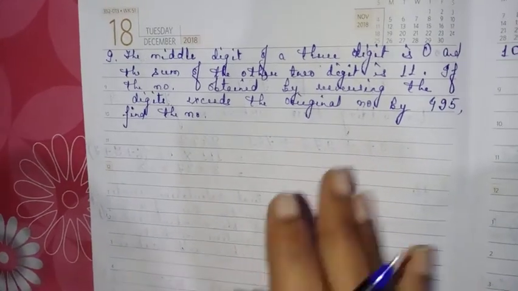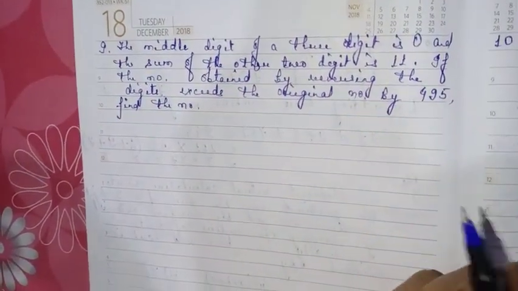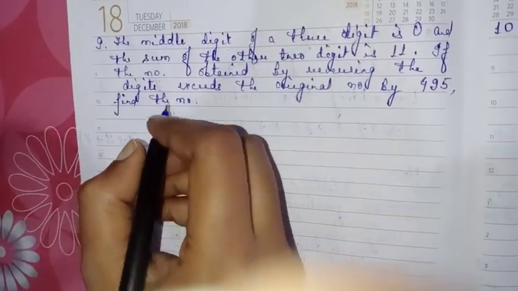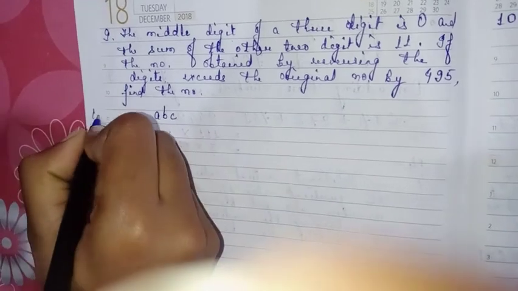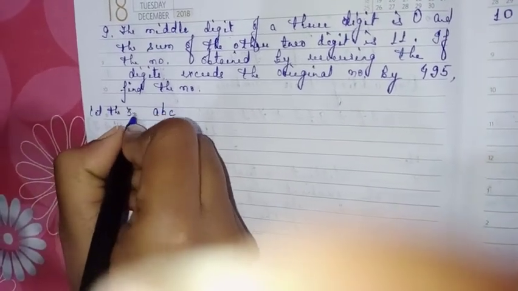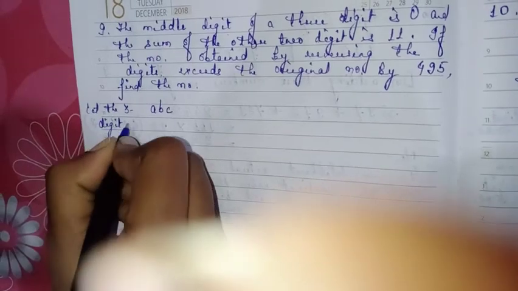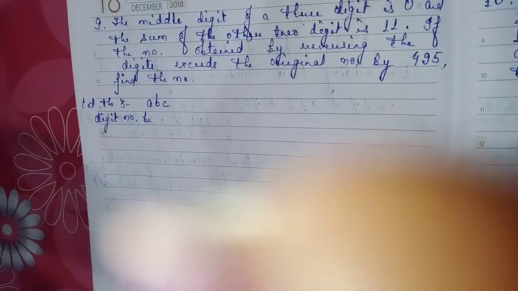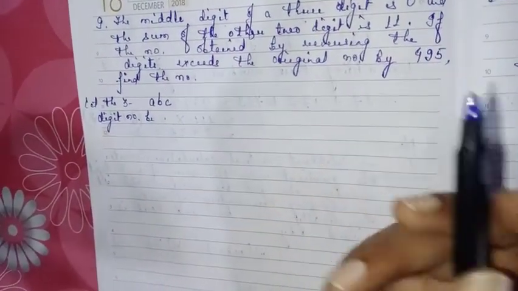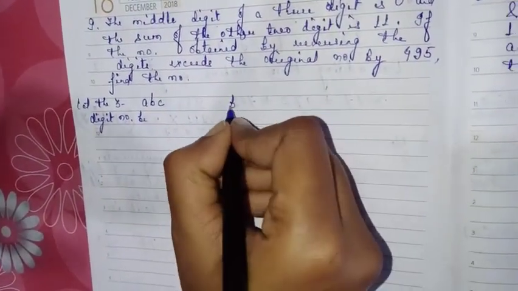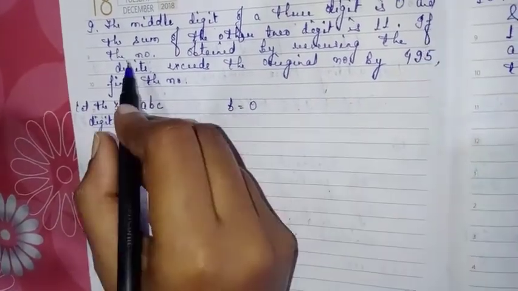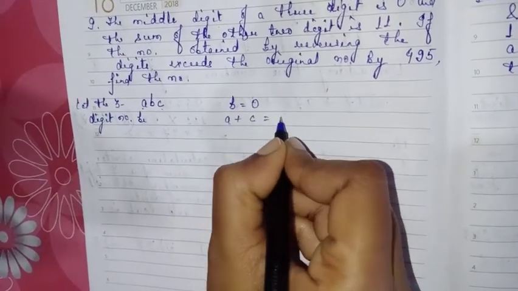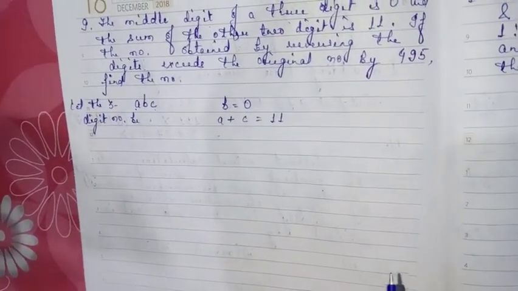Now let's solve question number 9. In this question, the middle digit of a 3-digit number, suppose I am taking the 3-digit number to be ABC, sorry, so here it is given that the middle digit of the 3-digit number is 0. That is B is equal to 0. And the sum of the other 2 digits is 11. That means A plus C is equal to 11. Okay. So these are the 2 conditions.